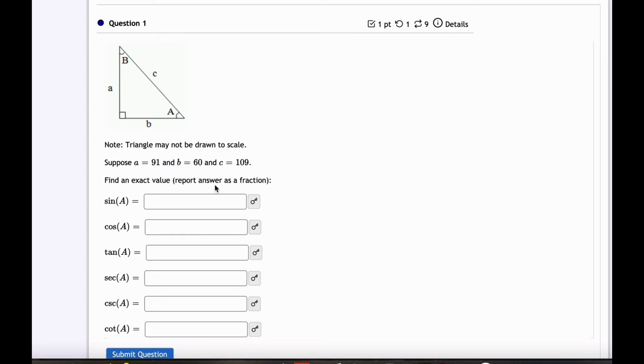You just write them as fractions. I don't even think you have to reduce those fractions. Put those in, and then you're done with this problem. Hopefully it'll go really quick for you.